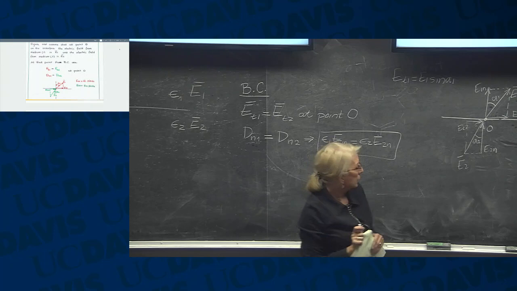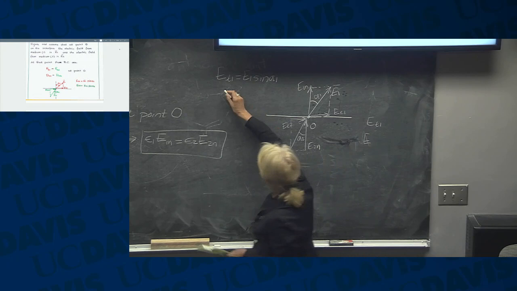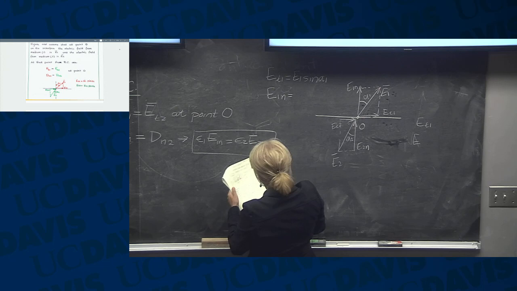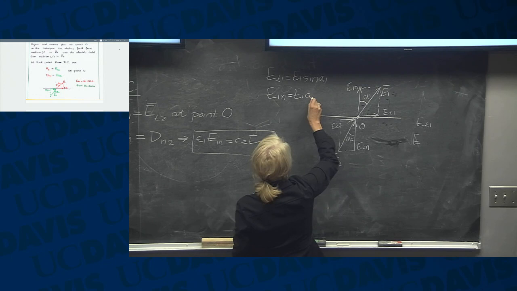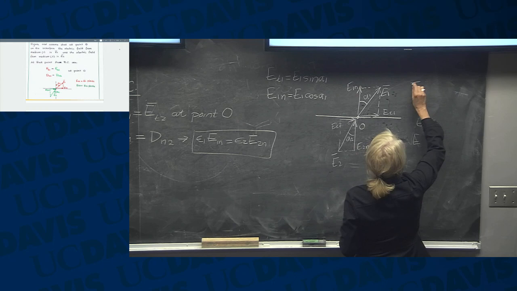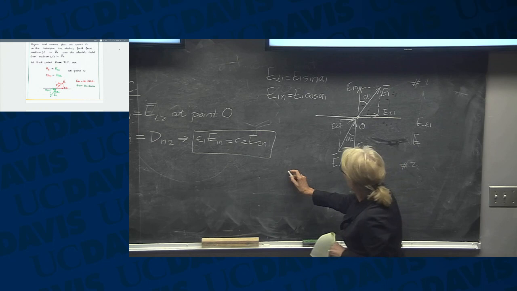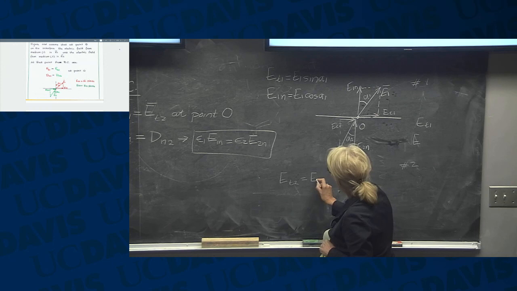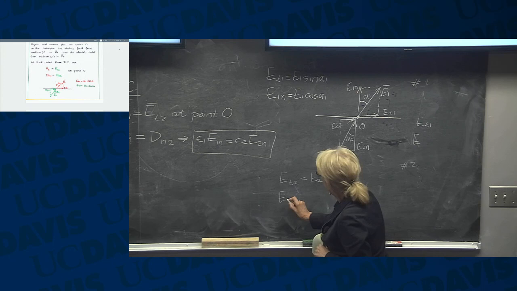Okay, and then what do I know about E1N? E1N, as I have put here, is going to be E1 cosine A1. And then I can do the same thing for the electric field in medium 2. So this is medium 1. Medium 2. And so what I have about medium 2 is that ET2 will be E2 sine A2. And then the normal component will be E2 cosine A2.